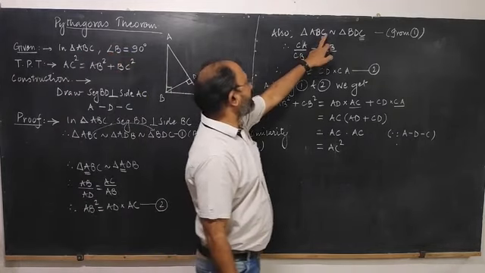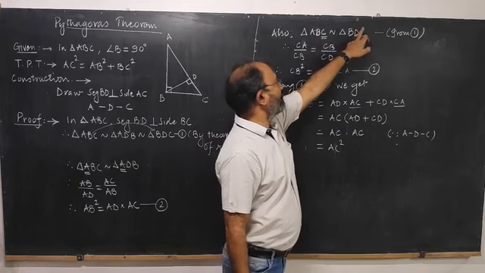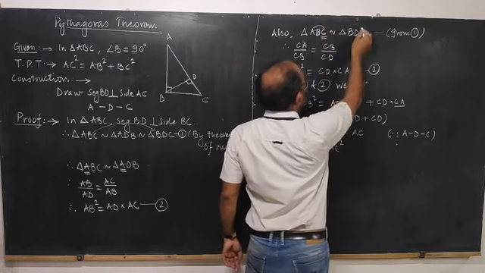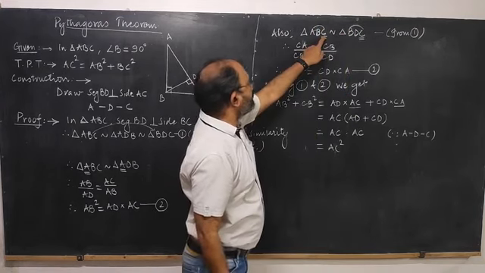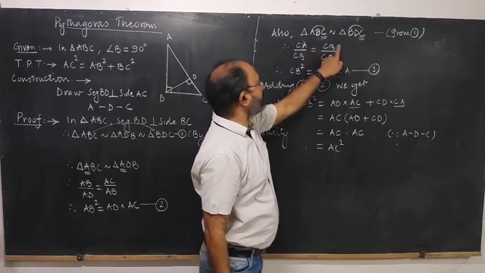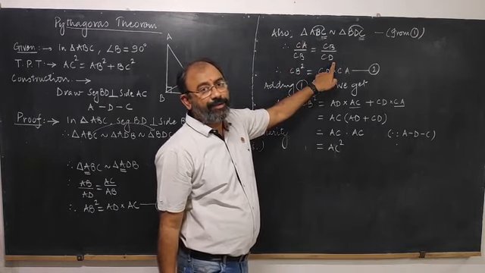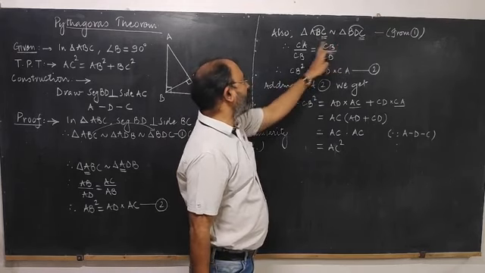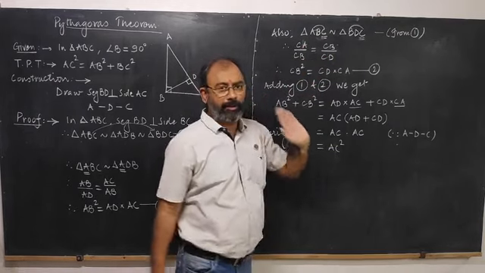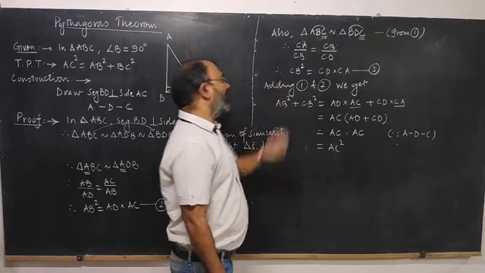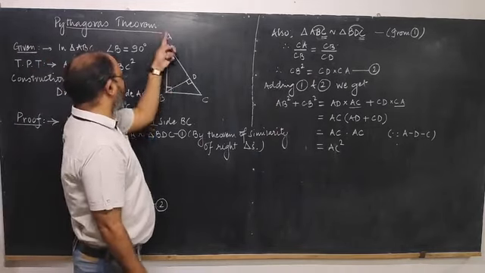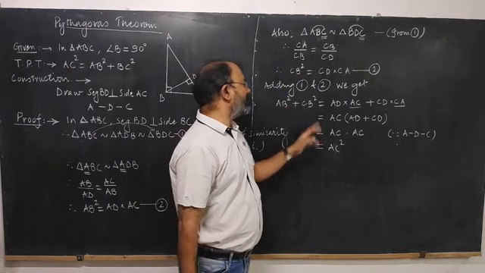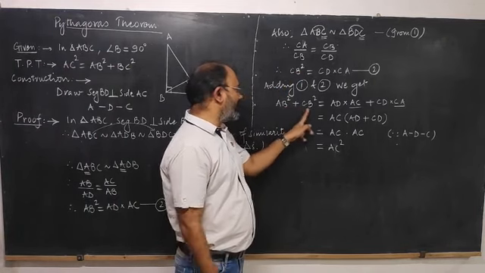So CA upon the corresponding side CB. CA upon CB is equal to CB upon CD, correct? There is one more equal ratio, but I don't need it. So if I cross multiply, I get CB square is equal to CD into CA. Now here I have obtained AB square, here I have obtained CB square. Let me add the two. So adding 1 and 2, I get AB square plus CB square.